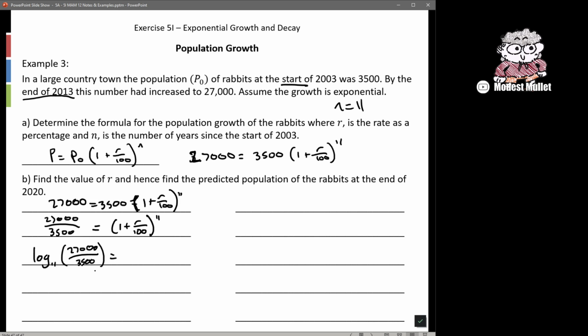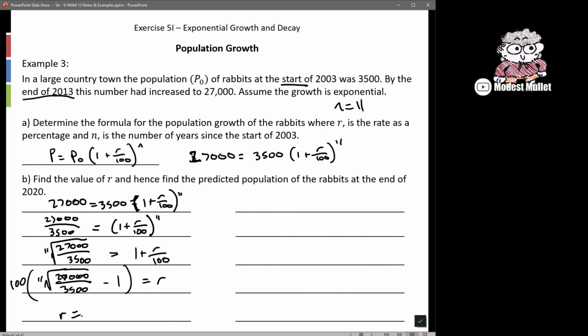Wait, no, we don't want to take log base 11 of both sides. We need to take the 11th root, because we're not actually trying to figure out the exponent. We're trying to find R, which is inside the base. So we need to take the 11th root of both sides. Imagine that being a square: how do we get rid of the square? We take the square root. If it was a cube, we take the cube root. So this time we're going to take the 11th root. The 11th root of 27,000 on 3,500 is equal to 1 plus R on 100. Subtract the 1, multiply that all by 100, and that's going to give me my rate.